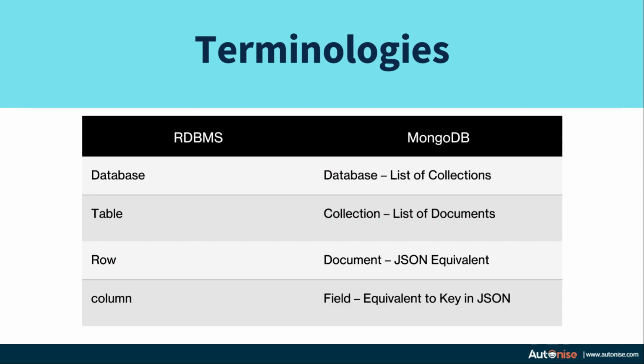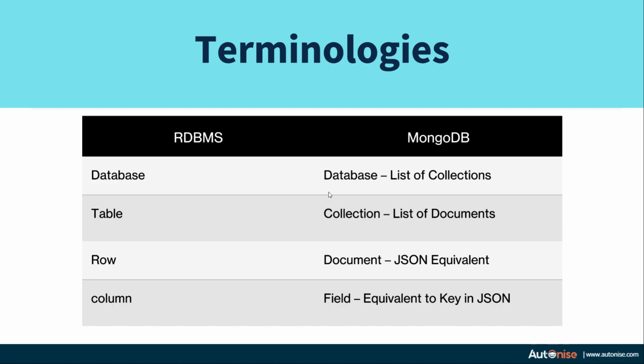In these terminologies, I'm going to compare it with the RDBMS, which means Relational Database Management Systems, because usually people are familiar with what RDBMS terminologies are, and then I'm going to compare it with the MongoDB equivalents. So first of all, in RDBMS, the database means that it will have a lot of tables. In MongoDB, the database means that it will have a list of collections. So a table is equivalent to a collection.